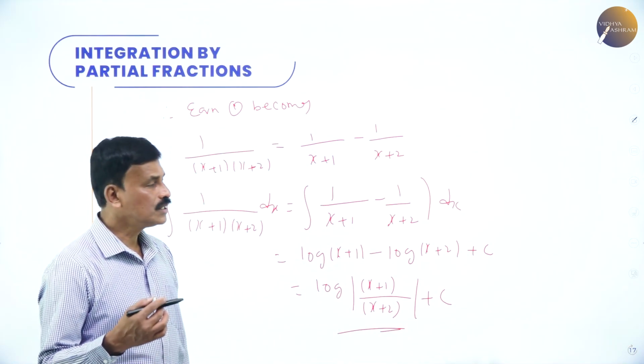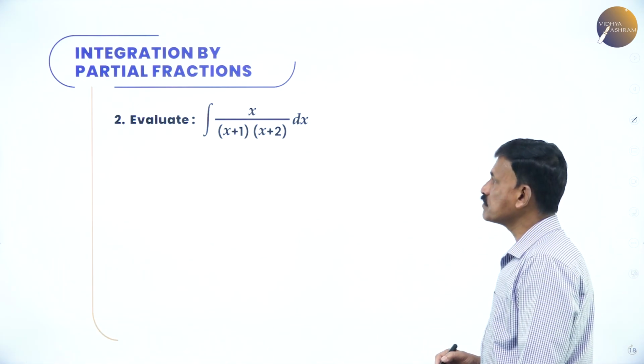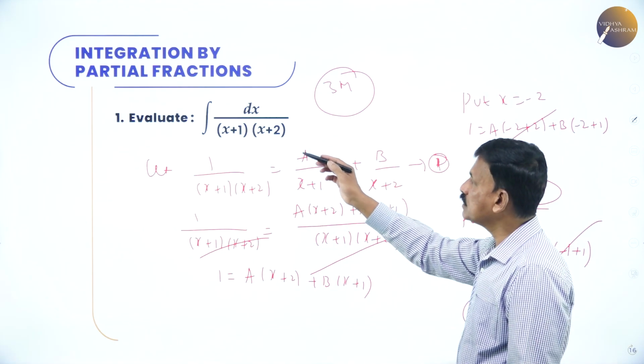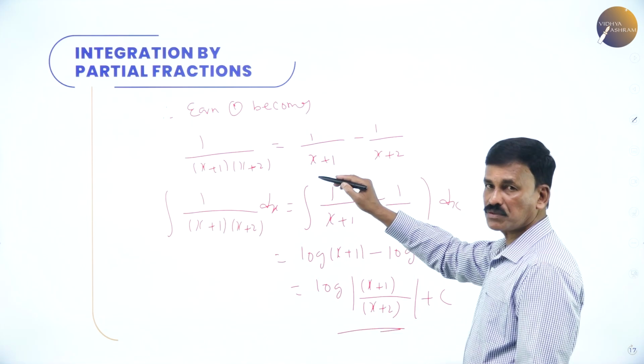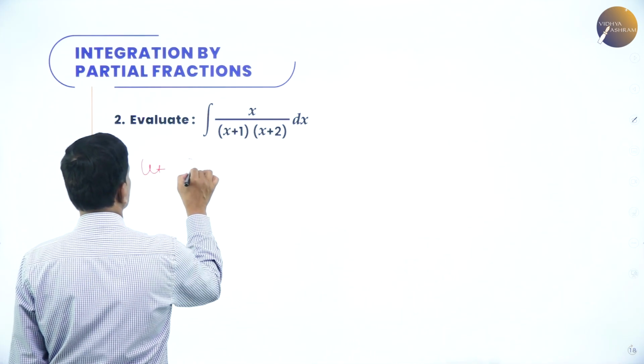Hope you followed. Now there is one more similar problem. What we have in the numerator, x divided by (x plus 1) into (x plus 2). Same as that of the previous problem, but there we had 1 in the numerator over the denominator (x plus 1)(x plus 2), here it is x. Same type. Resolve this into partial fractions.